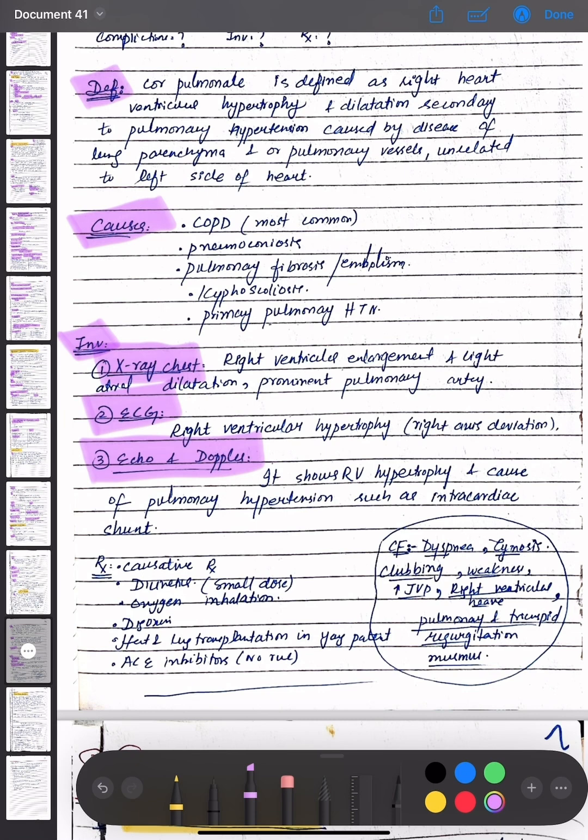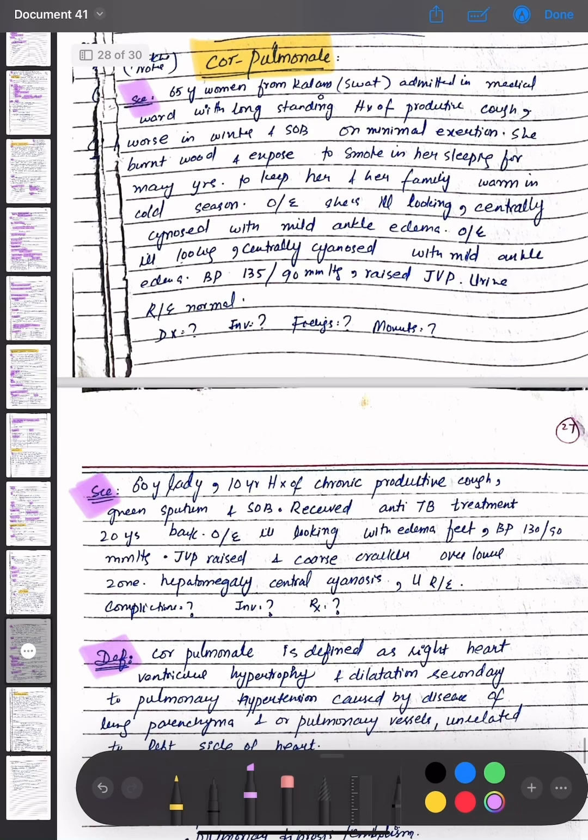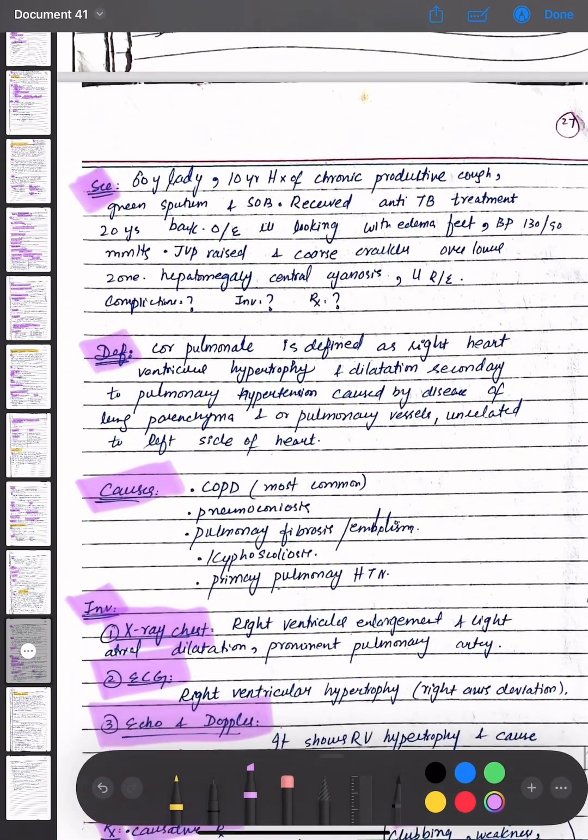The treatment options are causative treatment, diuretics in small doses, oxygen inhalation, digoxin, heart and lung transplantation in young patients, and ACE inhibitors. The clinical features are dyspnea, cyanosis, clubbing, weakness, raised JVP, right ventricular heave, pulmonary and tricuspid regurgitation murmurs. So we have discussed cor pulmonale along with the scenario, then the definition, then the causes, then investigation options.